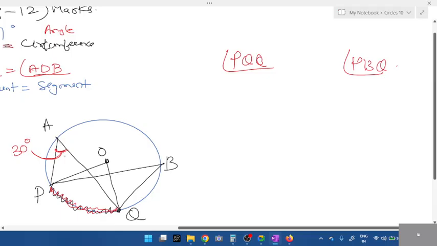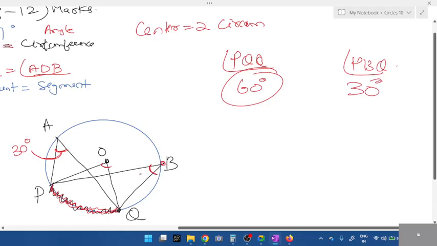PAQ is 30. Apply first theorem. What is first theorem? Center is equal to 2 times circumference, right? So, what is the angle formed in the center? POQ. Very good. Direct answer. Then apply second theorem. What's the angle formed in the circumference? This is the answer. Which theorem we applied to find PBQ? Circumference is equal to circumference, second theorem.